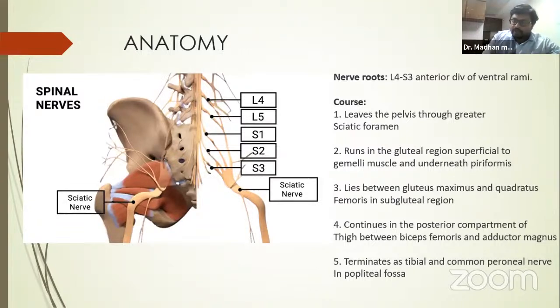If we come further distally, the nerve is going to enter the posterior compartment, and it's going to lie between the biceps femoris and adductor magnus. Biceps femoris will be superficial and adductor magnus deep. And terminally, it will divide into the tibial nerve and common peroneal nerve, and they will have further divisions. So if we take the sciatic nerve block, either using PNS or using ultrasound, we can block at these 5 levels.